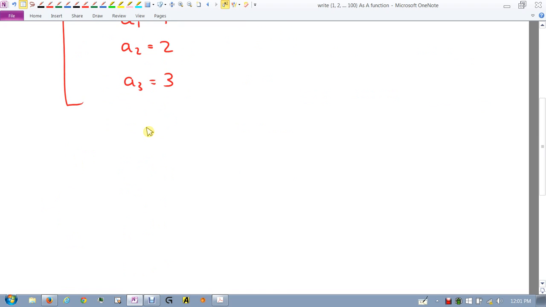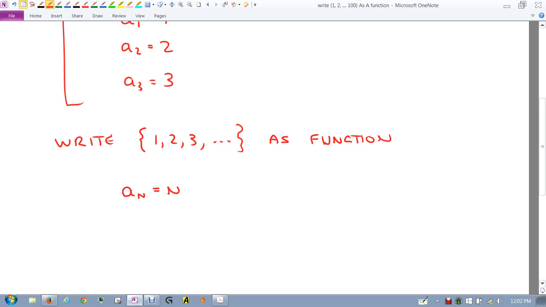All right, how would you create this one? So what would this be? A sub n equals n again, right? The only difference is what? I don't stop it. And if I don't stop it, that's all I write. That's it. Again, it's implied n is a positive integer.